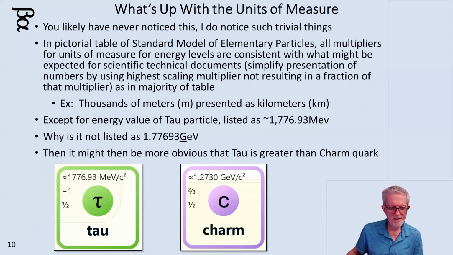So if you were to take the tau particle and switch it up to identify it in giga electron volts, oh, look at that. The tau particle actually has more energy than the charm quark. Makes one think. This particle that's not part of protons and neutrons and electrons, that's a free roaming particle, has a lot of energy in it, unlike the stuff that's inside the particles that make up an atom.